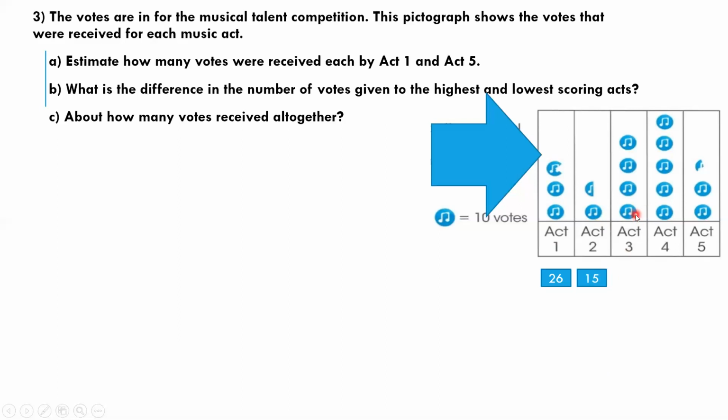Now for Act 3, 10, 20, 30, 40. So that is 40 votes. Now what about Act 4? 10, 20, 30, 40, 50. So that is 50 votes.